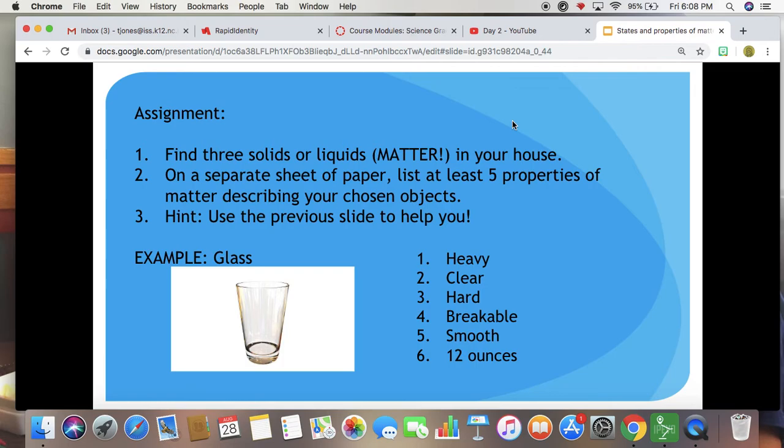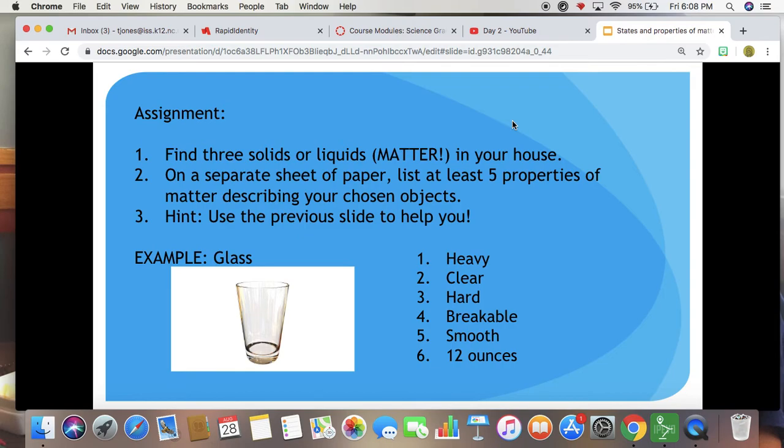I went around my house and I found this glass. I had 6 different physical properties to share with you. It's heavy, it's clear, it's hard, breakable, smooth, and it can hold 12 ounces of liquid.